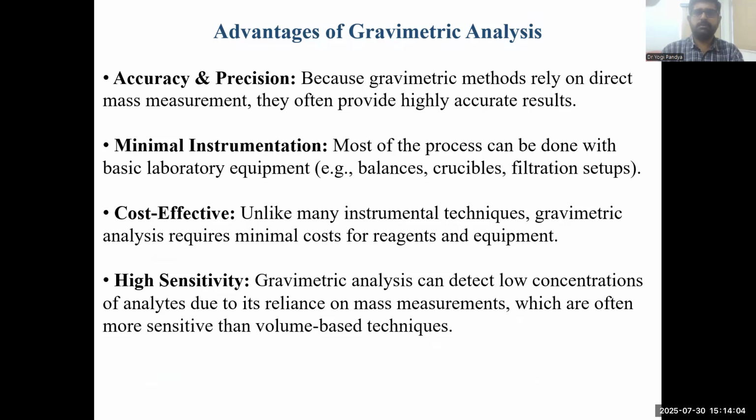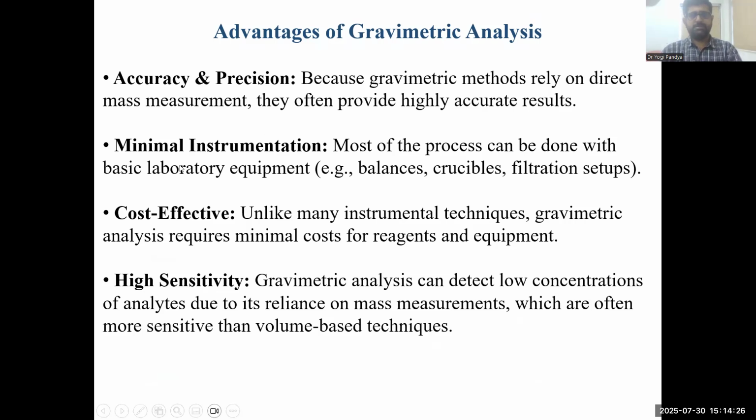Now we'll discuss the main advantages of gravimetric analysis. First of all, it is an accurate and precise method because there is direct mass measurement of the precipitates, right? Your analyte is directly converted into the relative precipitate and you are accurately weighing those, right? So it is a simple technique and accurate method.